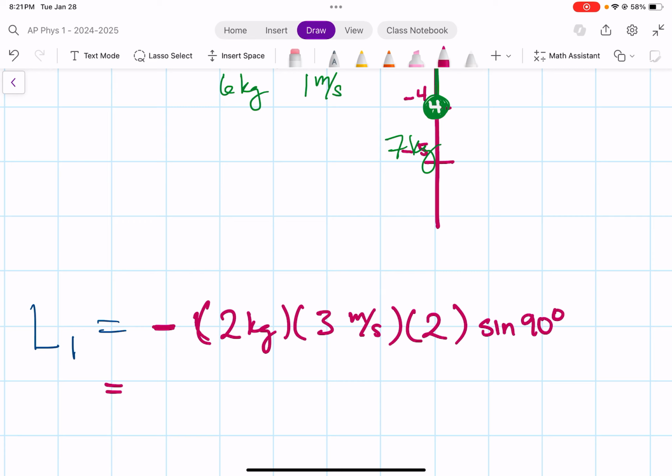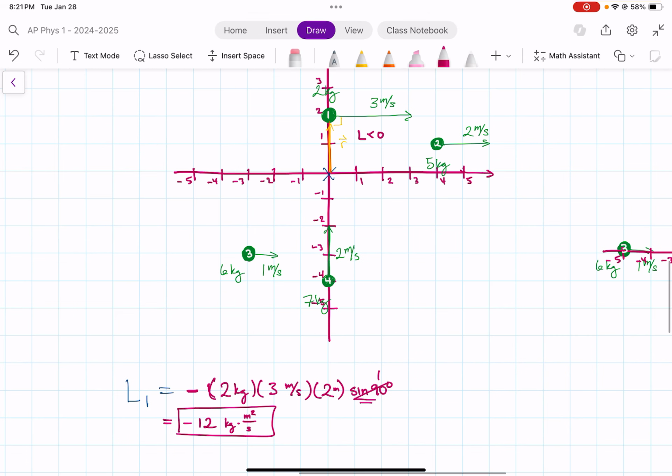So we have 2 times 3 times 2, which is 12. And then sine of 90 equal to 1. So my angular momentum would be negative 12. Let's see, what would the units be here? That would be kilograms times meters squared over seconds. So linear momentum was actually just meters, but in angular momentum, because we have that times r, we're going to get meters squared.